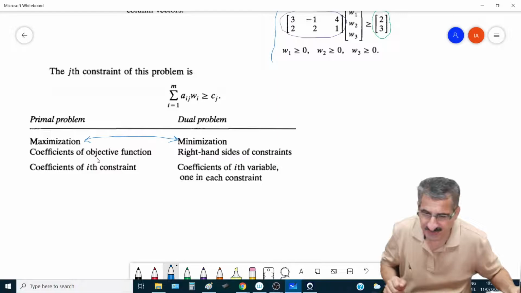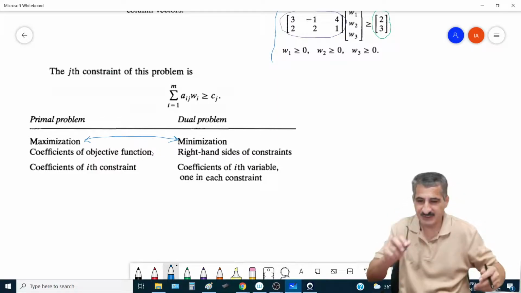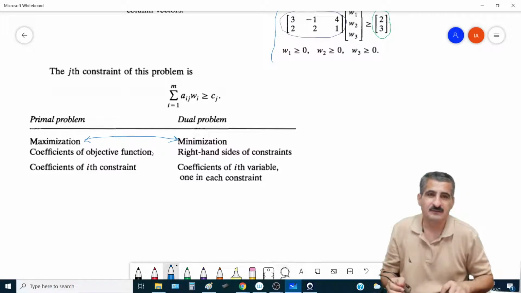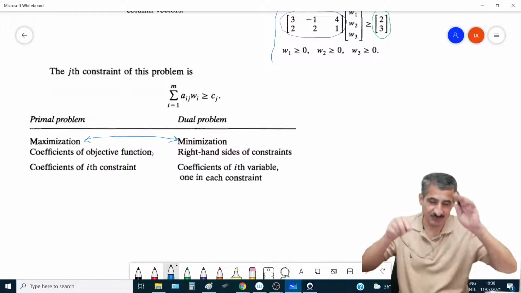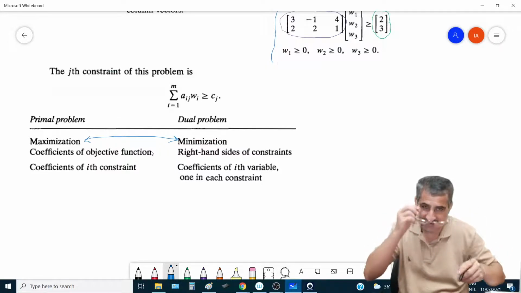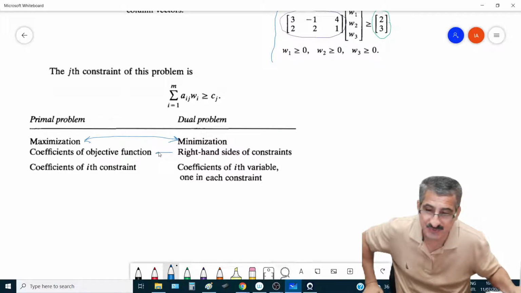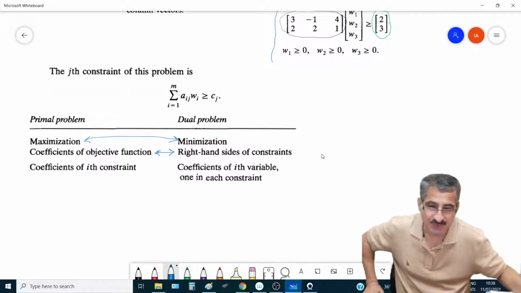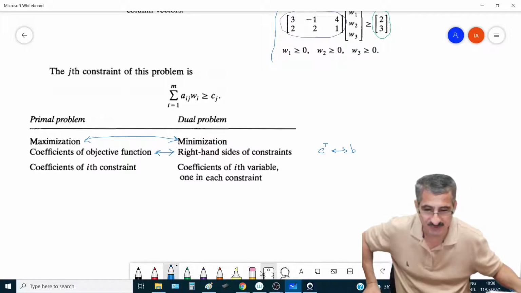The coefficient in the objective function, which I called the cost vector, is the right hand side of the constraints in the dual, which I called the resources. This is for the roles of C transpose and b. Maybe this will be confusing. Let me take it away.